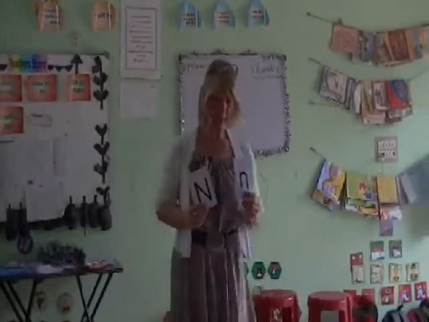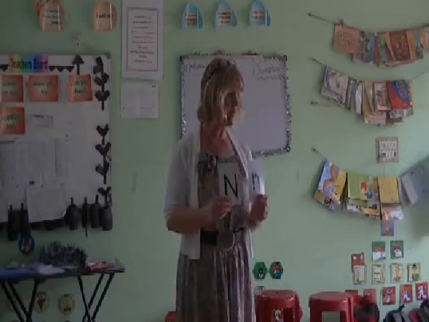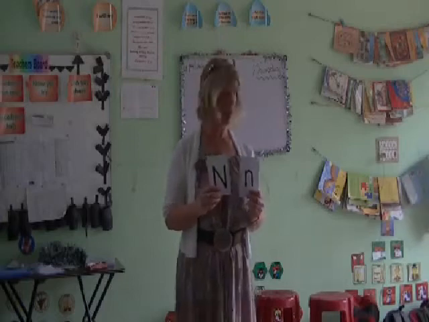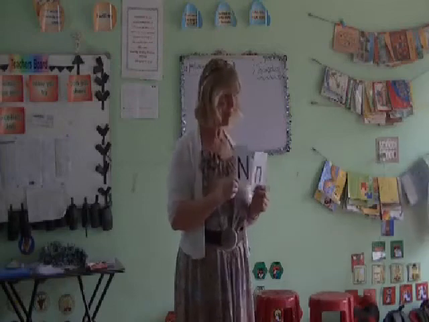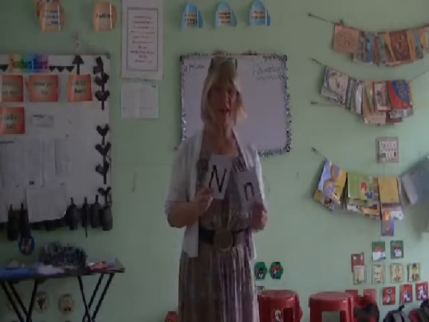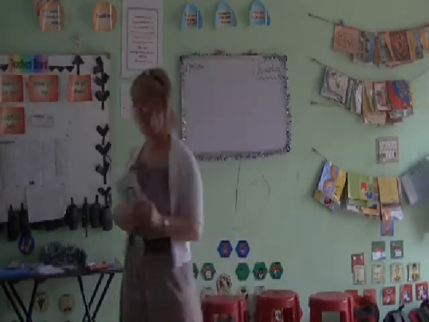This is a little N and a big N. And what starts with N? Can we think of something? Did we see something in the book? Nose. What's your nose? Nest. The nest was in the book. Neck. Very good. So we've got nose and neck, and they start with N. Very good. Excellent.